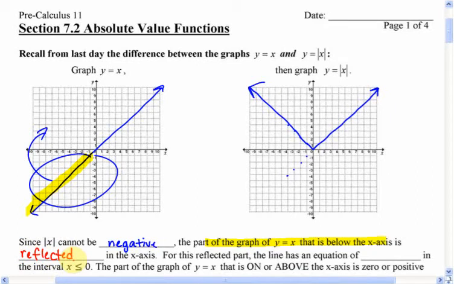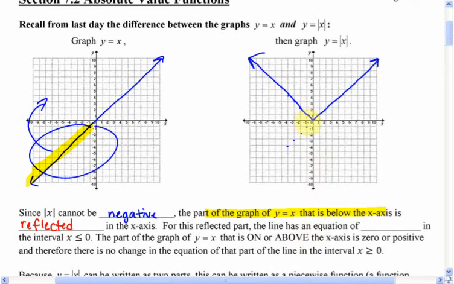And for this reflected part, can someone tell me the equation of this line? So now I'm saying, look at this reflected part here. What is the equation of this line? So think back from grade 10. Equation of a line. Any ideas? Remember y equals mx plus b? Remember this stuff from grade 10?